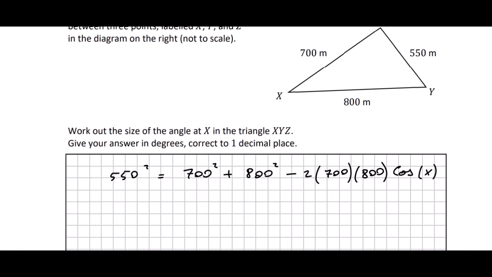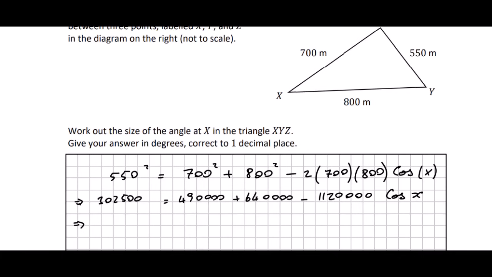So let's do them all one by one. 550 squared is 302,500. 700 squared is 490,000. 800 squared is 640,000. When you multiply these 3 together here, you get 1,120,000, and cos of X.